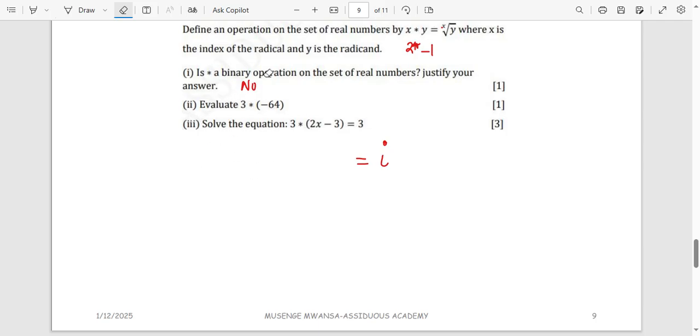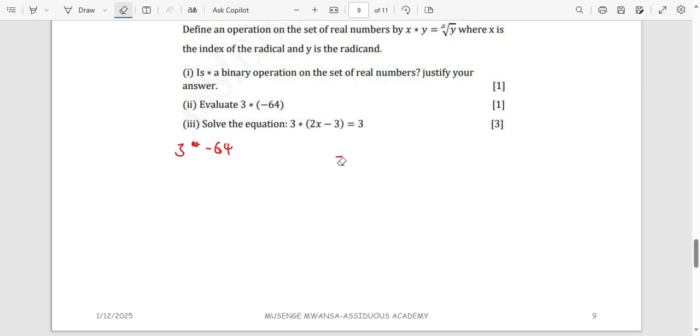The next part of the question is telling us to evaluate 3 star negative 64. So this is 3 star negative 64. Where there is x, we are putting 3. So that is going to be third root. Where there is y, we are putting negative 64. So we are finding what is the cube root of negative 64. That is basically a negative 4. Negative 4 times negative 4 times negative 4 is going to give you negative 64. So that is the cube root. It is easy, as you can see. That is why it's even 1 mark.